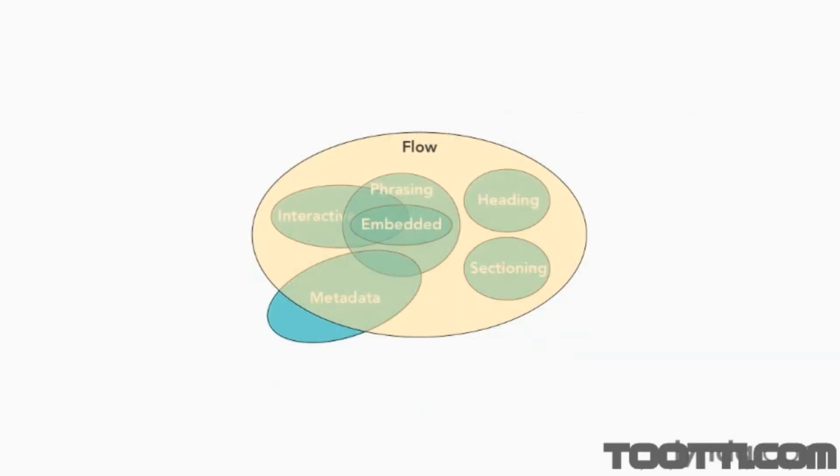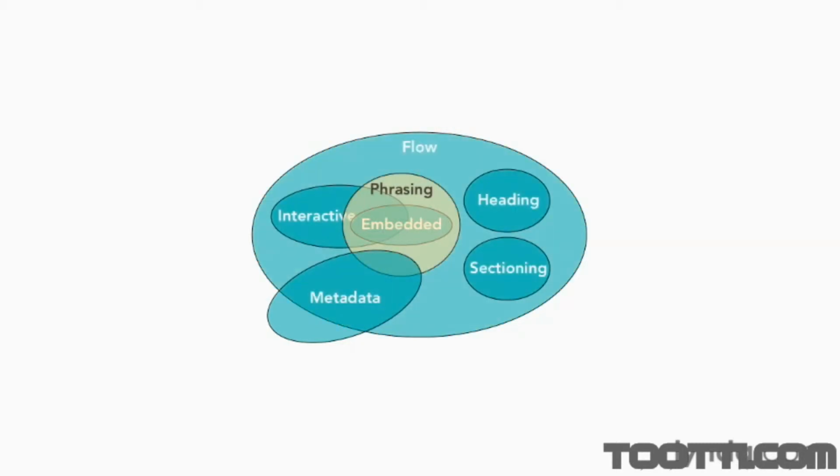Most elements that are used in the body of a document are flow content. This includes text, paragraphs, headings, lists, hyperlinks, images, embedded media, and, well, just about everything. You'll notice in our Venn diagram, the flow bubble encompasses almost all of the other bubbles except part of the metadata. Phrasing content includes the text of the document, as well as elements that mark up that text.